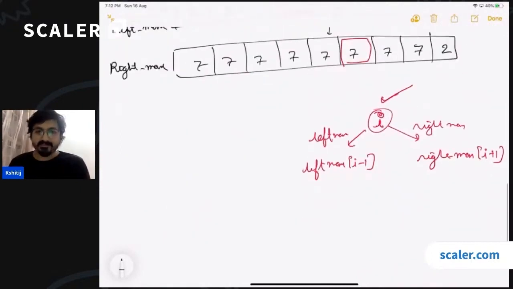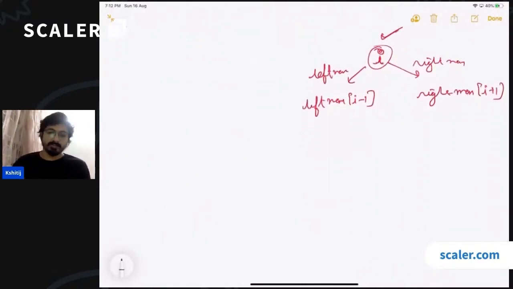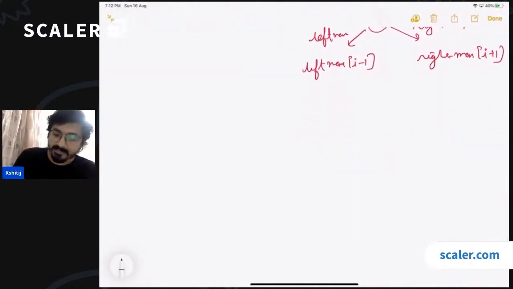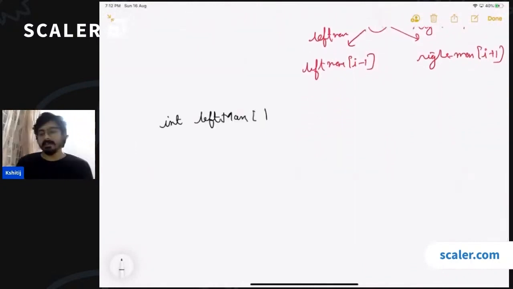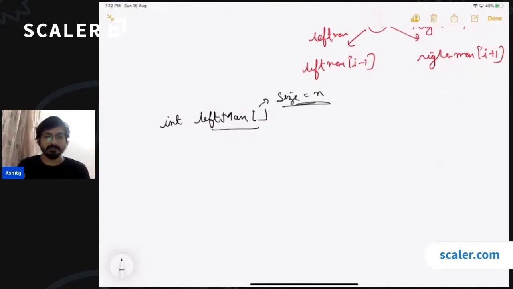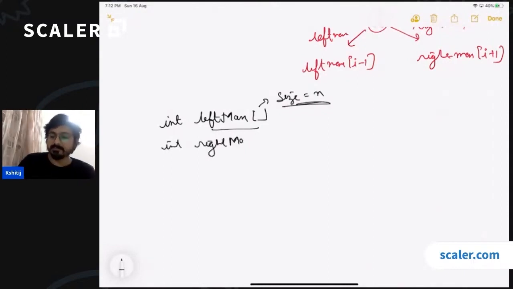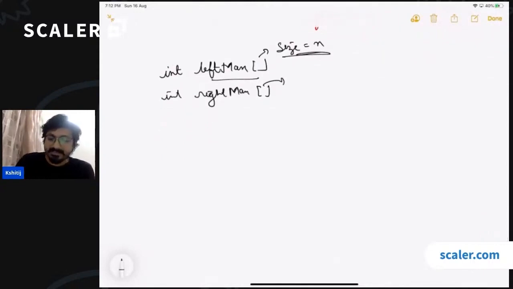Okay, so let's quickly see the pseudocode. We can have a left max array. What will be the size of this array? The size is going to be the same as the size of the input array, because for each and every index you want this information, right? So its size should be equal to n. And similarly, we'll also be having a right max array, which will store the right max for each and every part. Then let us initialize these values.